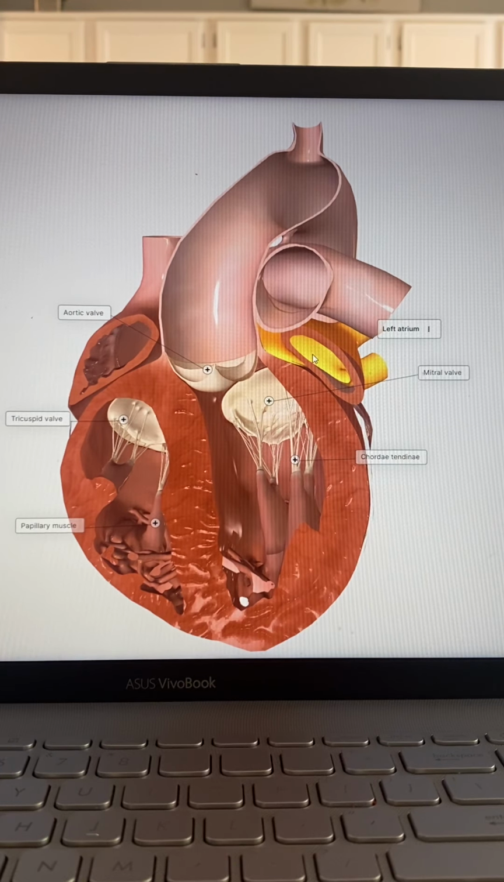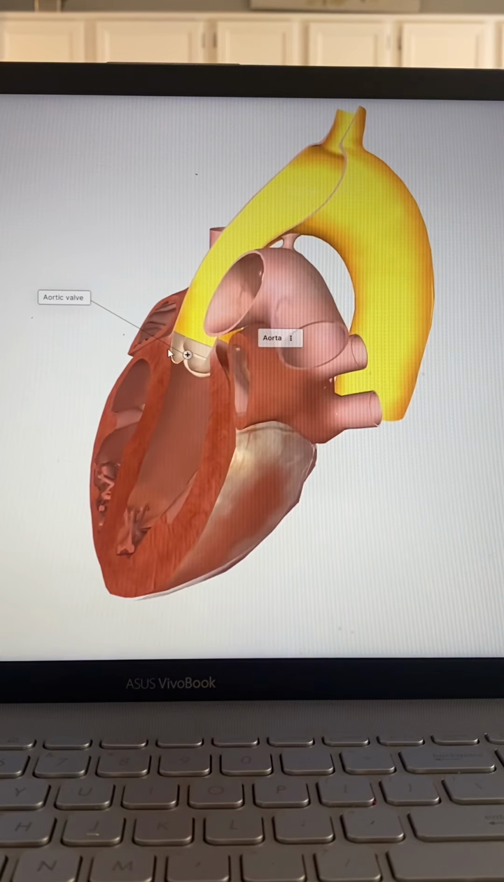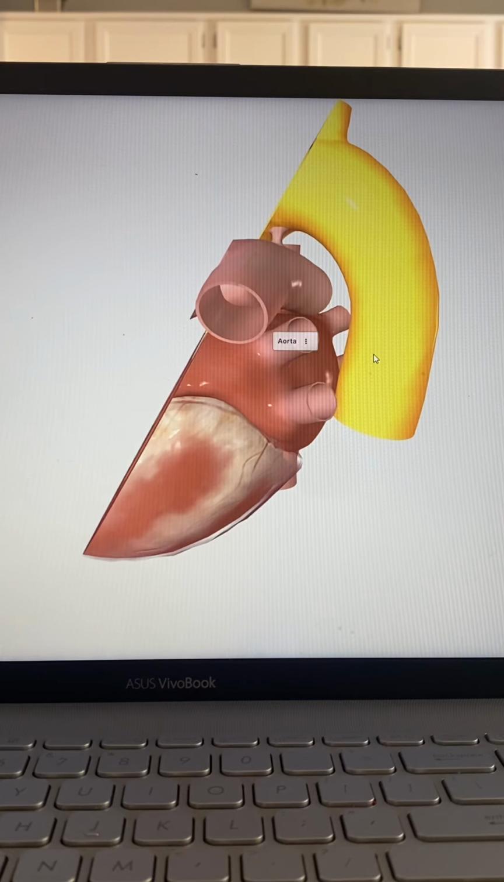The left atrium is going to contract, and it's going to eject the blood through the mitral valve or the bicuspid. The blood is going to go into the left ventricle here. When the left ventricle contracts, it's going to push the blood through the aortic valve here, and it's going to actually go into the aorta. It's going to go down the aorta to supply the rest of the body with oxygenated blood.